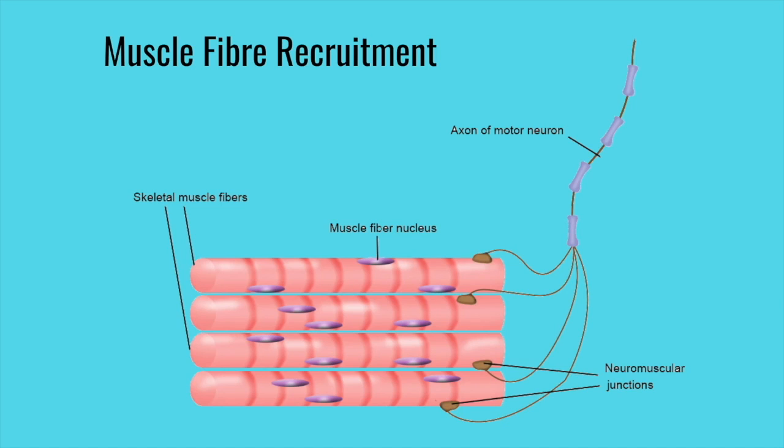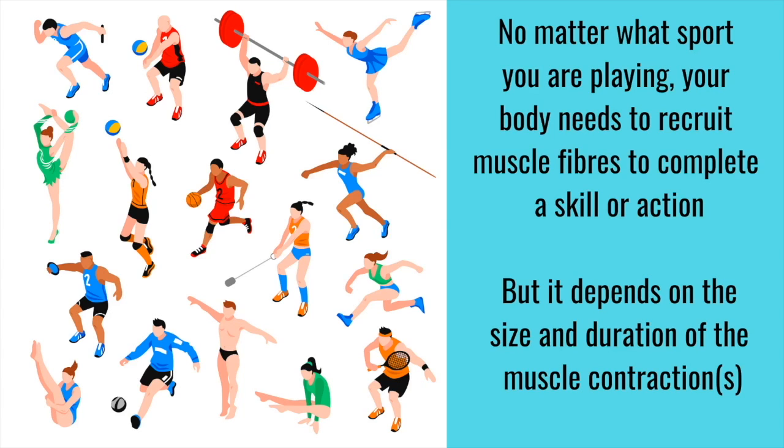The bigger the recruitment, the more forceful the outcome. The smaller the recruitment, less force, but because it's a smaller recruitment, it has a little bit more resistance to fatigue, so it can go a longer duration. Already you're probably developing an understanding of the difference between slow and fast twitch fibres. Let's look at some of these sports.